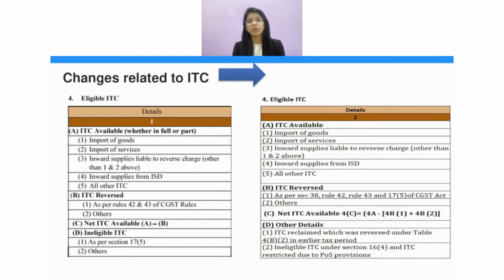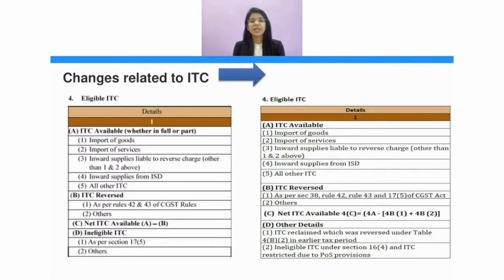Now, what exactly has changed? Is there a major change or a very small change? Upfront, there are just some text changes. If we look into 4B1, earlier it used to say ITC reversal as per rules 42 and 43 of the CGST Rules. Now they have added as per rule 38, and also as per section 17 subsection 5 of the CGST Act. When we look into 4D, earlier they used to call it ineligible ITC, now they are just calling it other details.